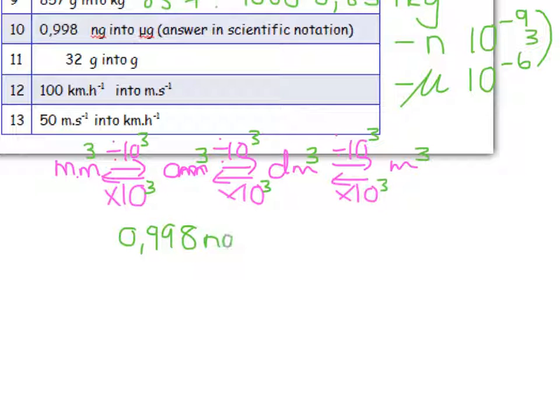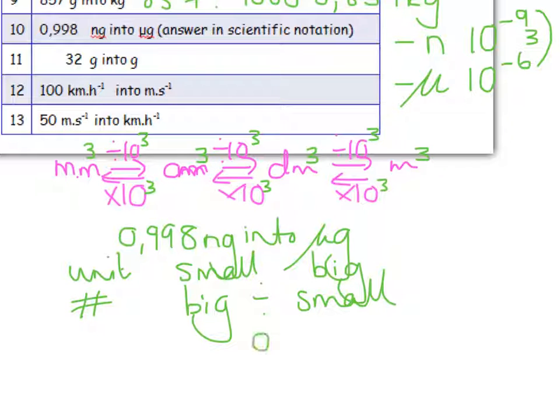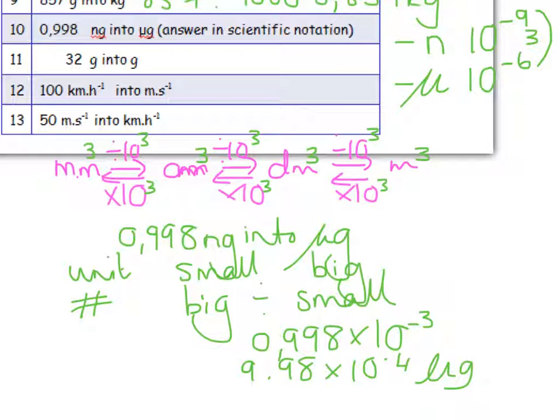0.998 nanograms into micrograms. And I am going to say the unit. 1 nanogram is small, and 1 microgram is big in comparison. The number is going to therefore go from big to small, which means I'm going to divide. So I'm going to take 0.998, I'm going to times it by 10 to the negative 3, and I land up with 9.98 times 10 to the negative 4 micrograms.